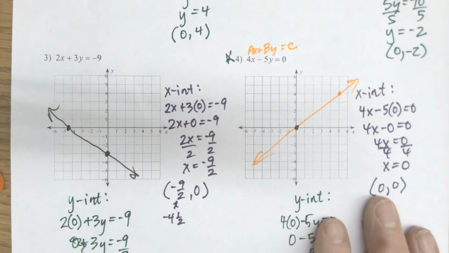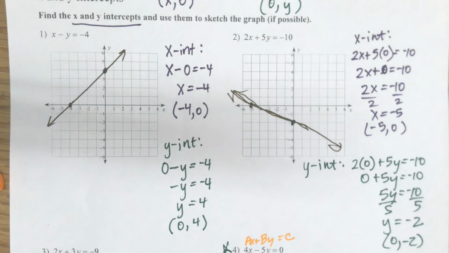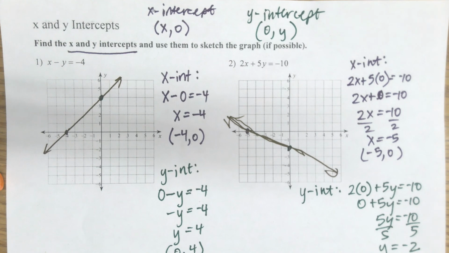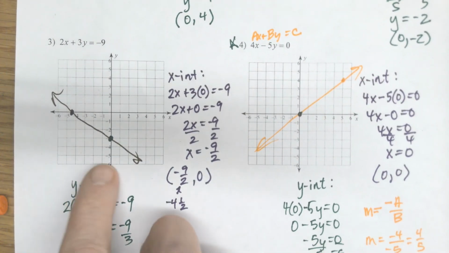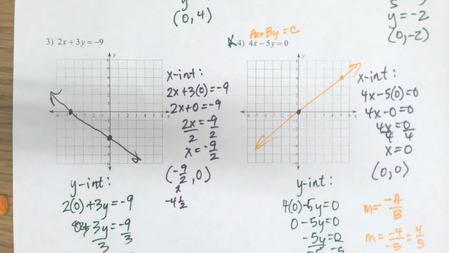I know I showed a lot of work when I went through here, but there are shortcuts that you can take if you feel comfortable with it. It's just that sometimes it's going to be a little hairy when you get a fraction or if you get 0, 0.